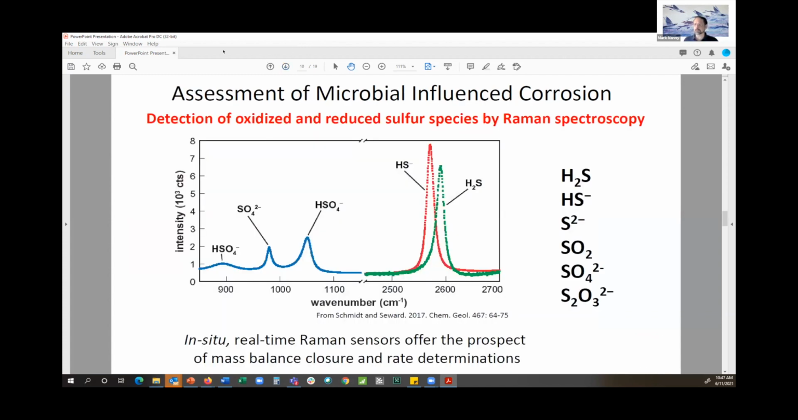Next slide, please. And this is feasible because the spectrum of sulfate and its different protonated states, as well as bisulfide and hydrogen sulfide, all have their unique fingerprints in Raman. So we feel this is a very feasible task to tackle.